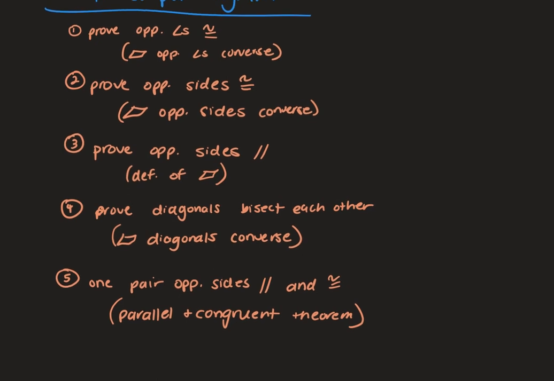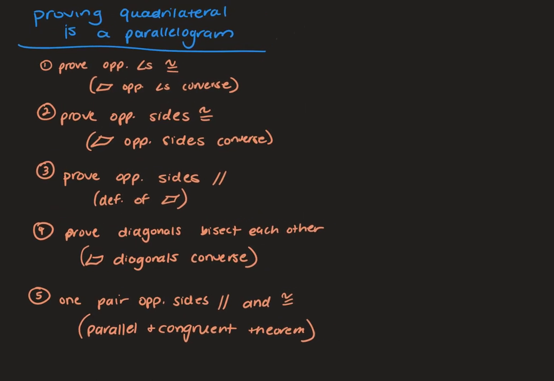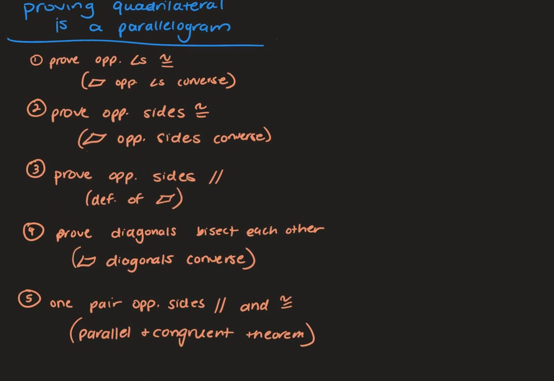There is one other way, but it's not a one-step process, and that is to prove that the sides are parallel using consecutive interior angles. So if you had consecutive interior angles, you could prove the sides are parallel, and if the sides are parallel, then you could use the definition of a parallelogram. So that one is a two-step process. It still works, but it's not a one-step.